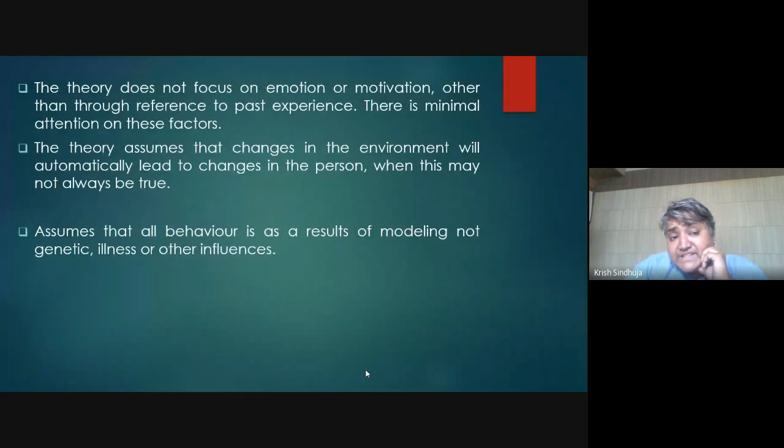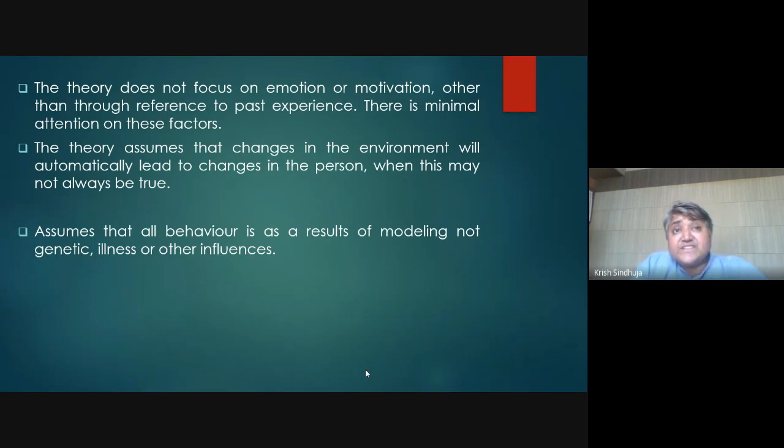And another limitation that we find here is that the theory assumes that changes in the environment will automatically lead to changes in the person, but that may not be true, because his internal strength will matter. It's like a person who has clarity of understanding of what is good for me and what is not good for me. One who has better clarity, the environmental factors may not influence. So that is one part. The theory also does not focus on emotion or motivation.